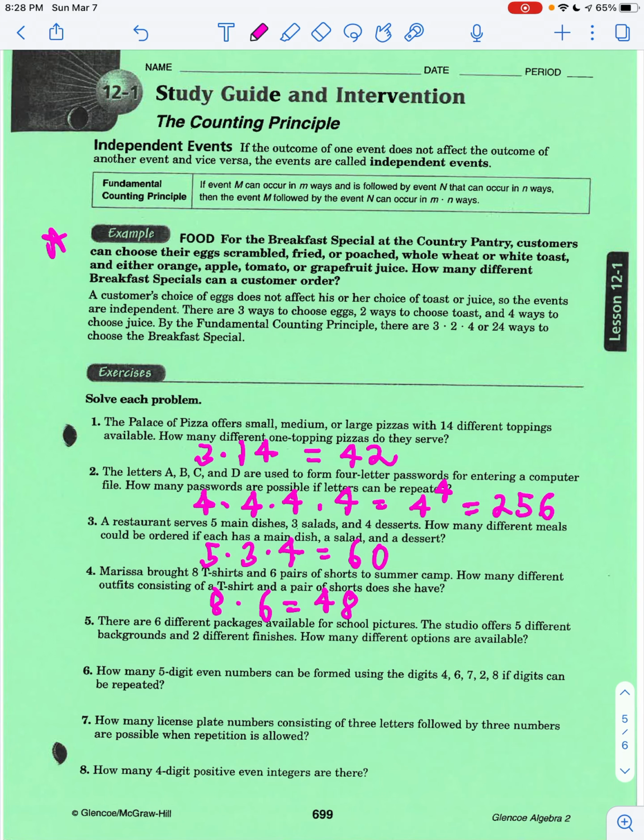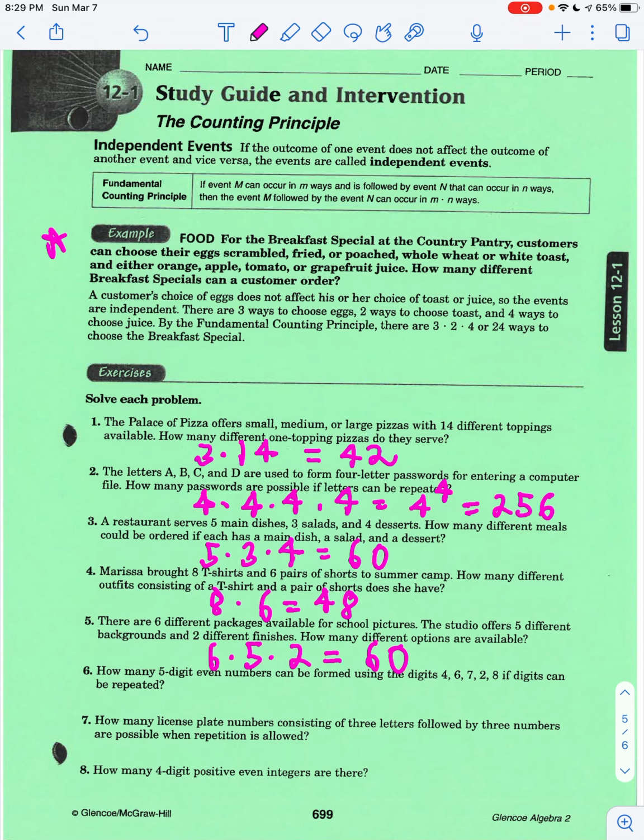Number 5, there are 6 different packages available for school pictures. The studio offers 5 different backgrounds and 2 different finishes. How many different options are available? So 6 times 5 times 2. And all of these are independent events. What you choose for one event does not affect the choice for another event. You're just counting.